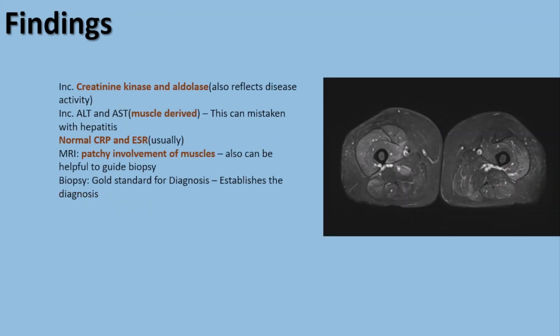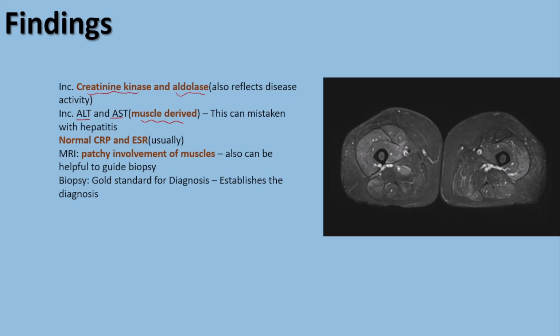So now let's talk about lab findings in dermatomyositis and polymyositis. First of all, note that we are going to have increased creatine kinase and aldolase enzyme, and elevation in these two enzymes is also reflective of disease activity. The higher the creatine kinase and the higher the aldolase, the more severe the disease. Also the patient may have elevated ALT and AST, but note that these enzymes are not coming from the liver. These are muscle-derived ALT and AST, and as a result, the clinical finding can be mistaken for a case of hepatitis.